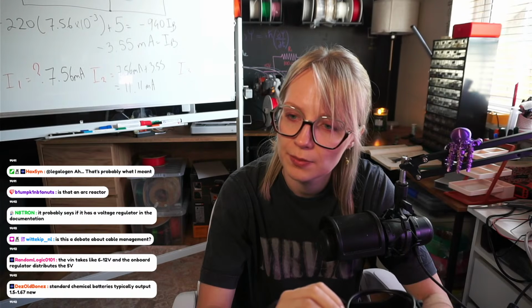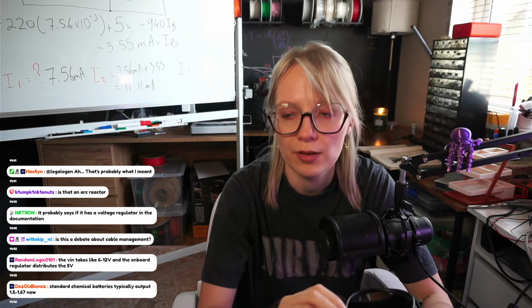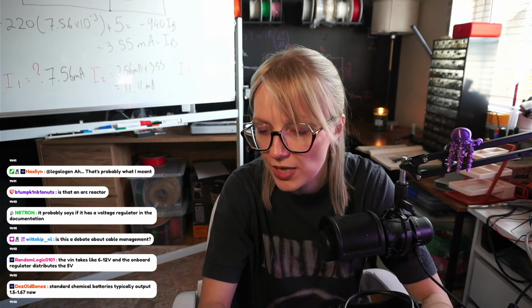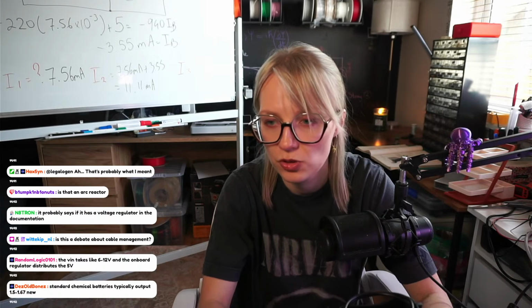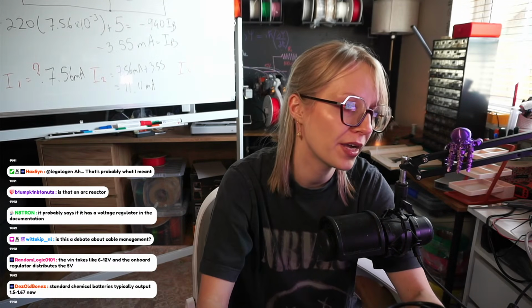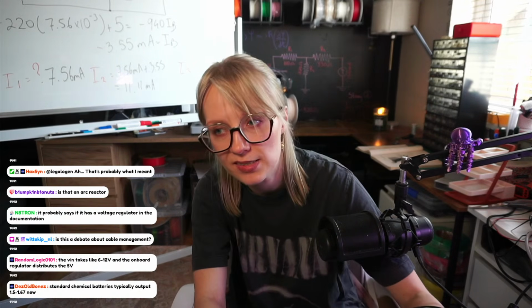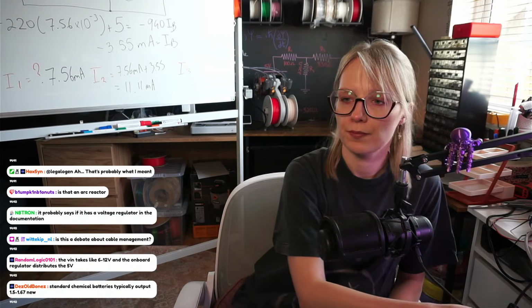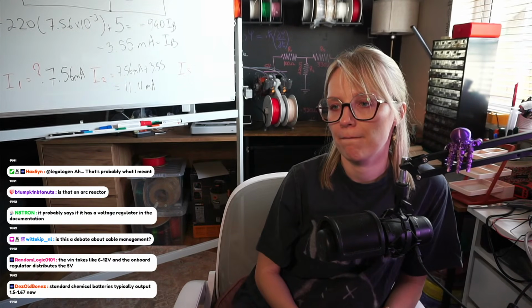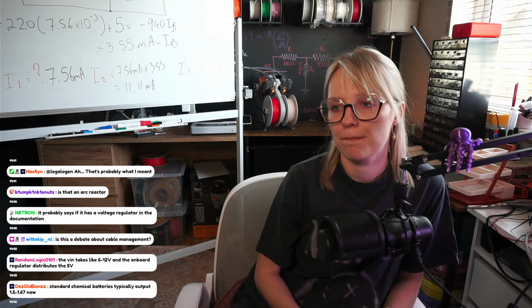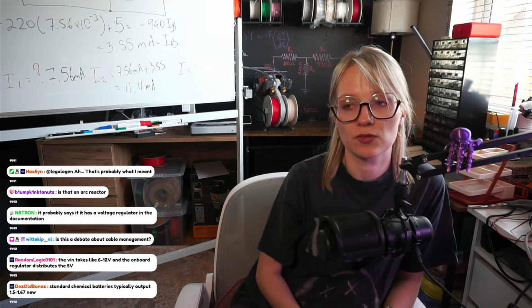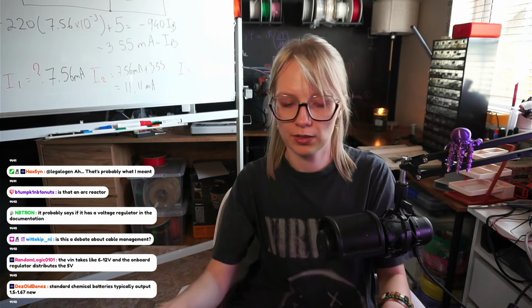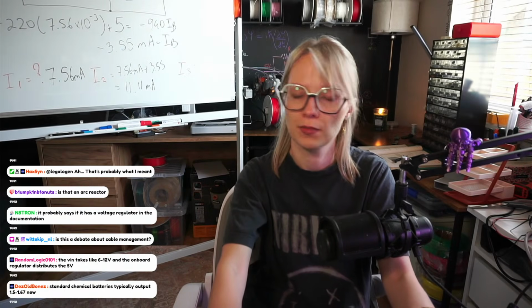Standard chemical batteries typically output 1.5 volts. Yeah, we know. But we don't have a combination of 1.5 volts to make the thing. We either do 4.5 or we do 6. And we tested the 6. The 6 volts works with the USB-C port. The V in does take 6 volts, does it? We can check with the documentation, actually, yeah.